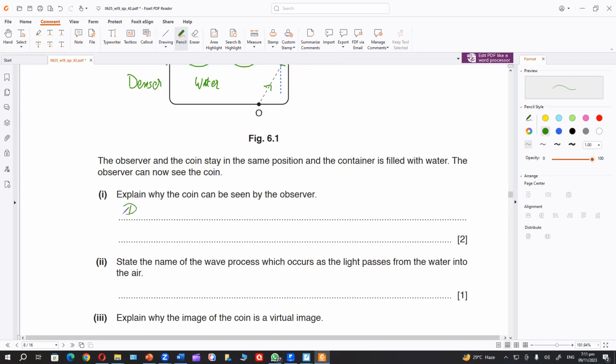So what should I write here? Due to refraction, light ray bends away from the normal.